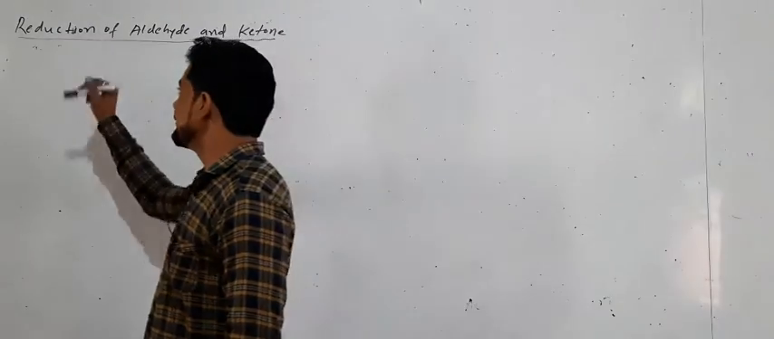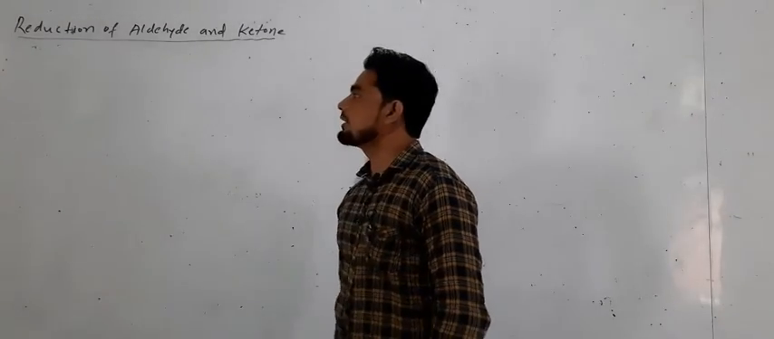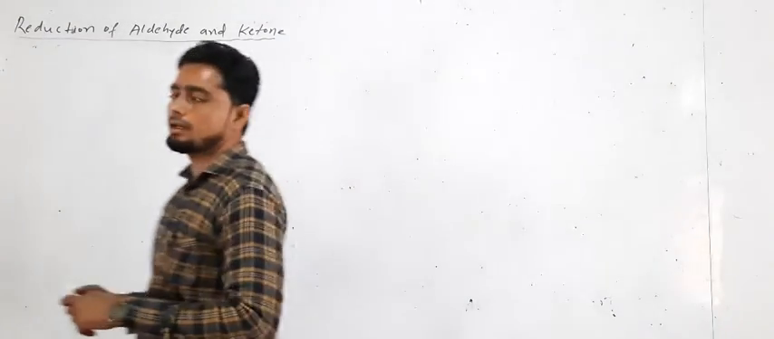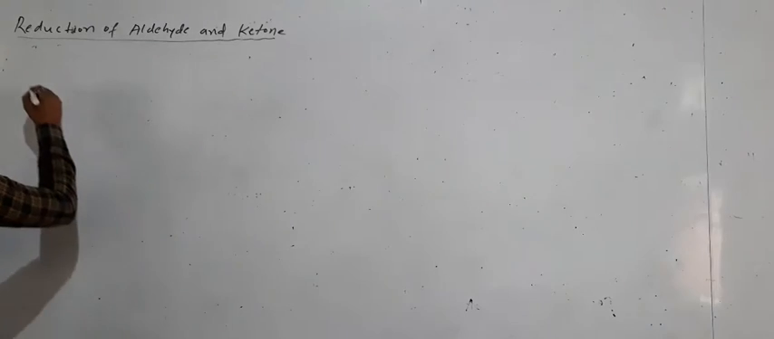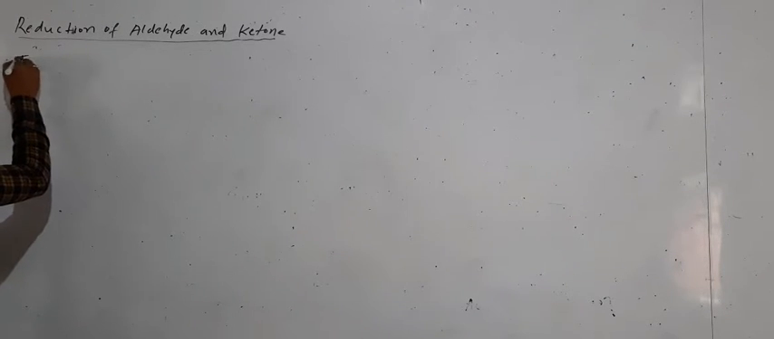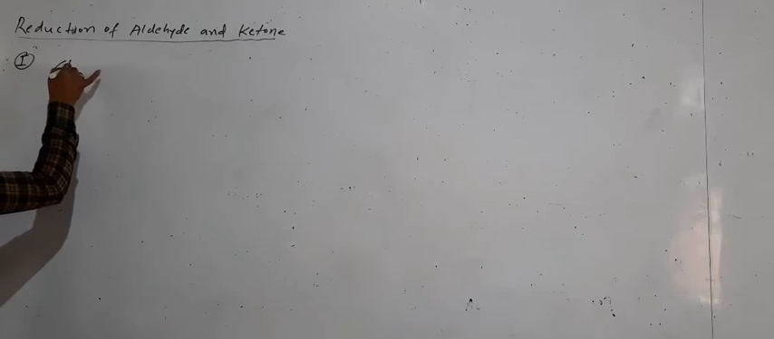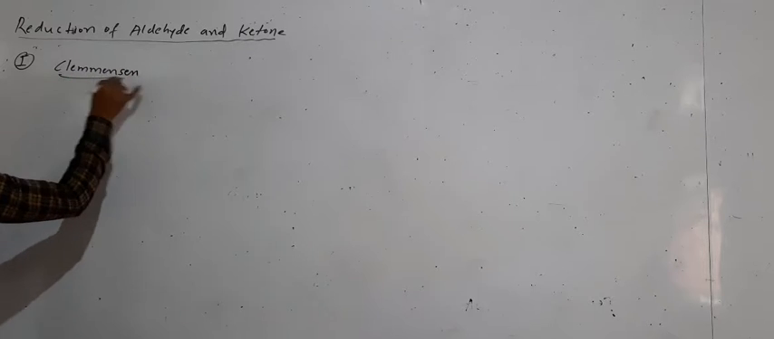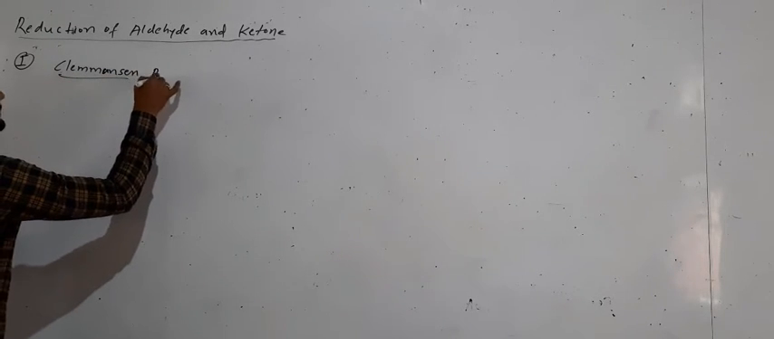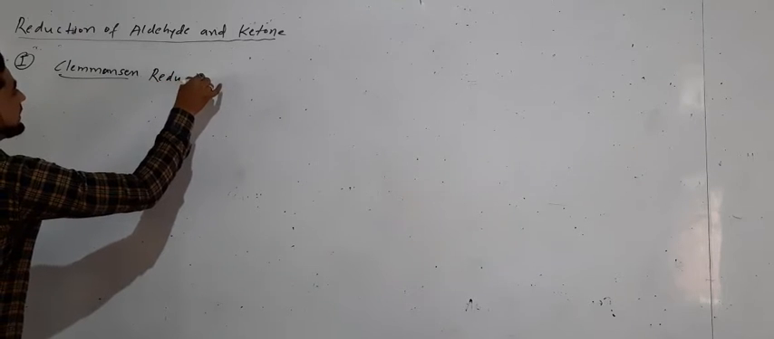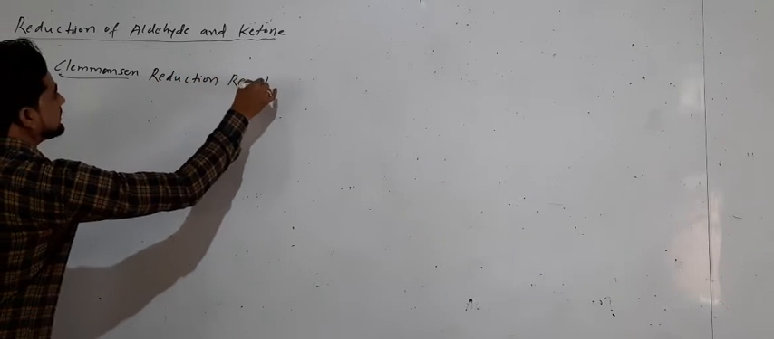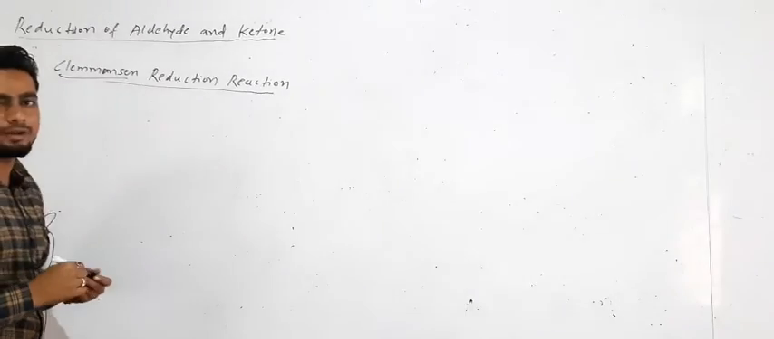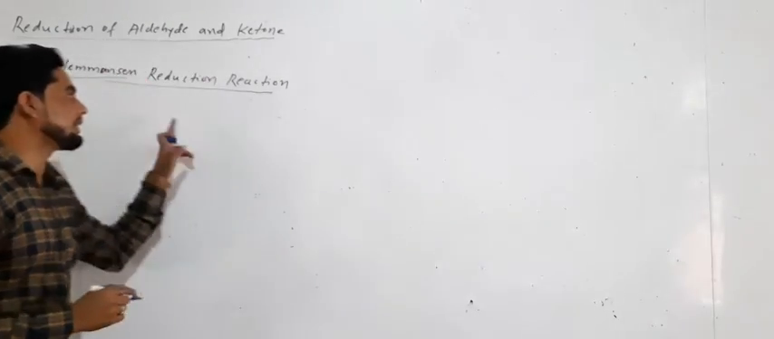Now, what is the point of reduction of aldehyde and ketone? The reduction of aldehyde and ketone takes place with the help of two name reactions. The first name reaction is called Clemmensen reduction reaction. The Clemmensen is the name of a scientist. He first gave the reduction of aldehyde and ketone, so it is called Clemmensen reduction reaction.